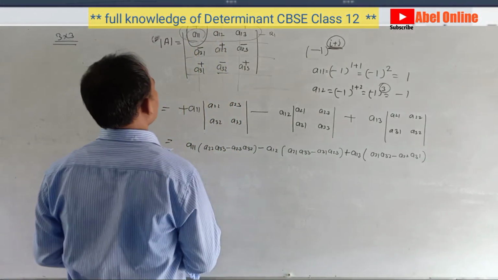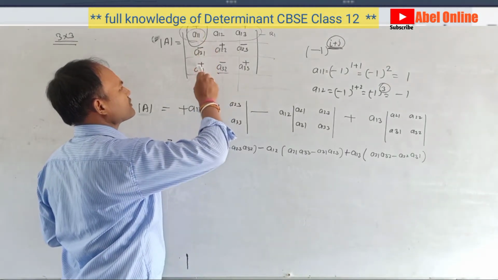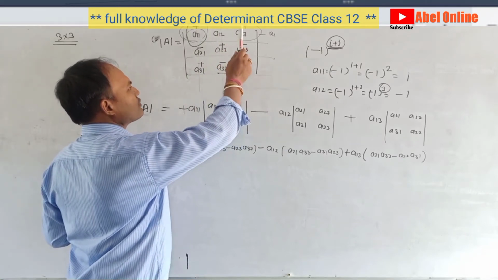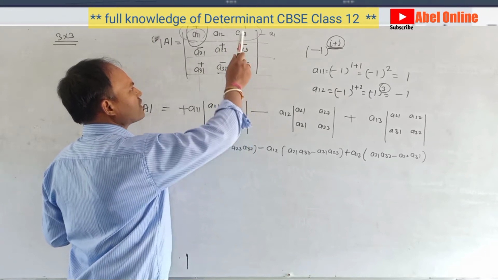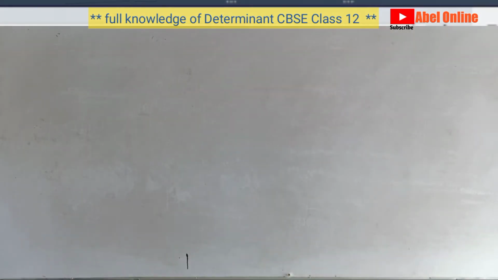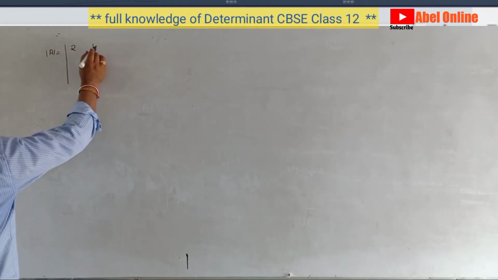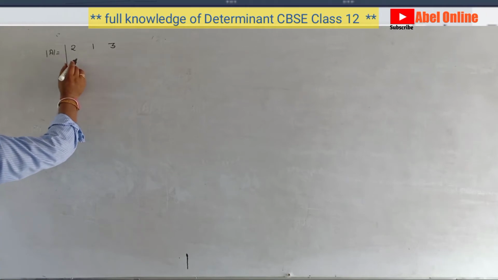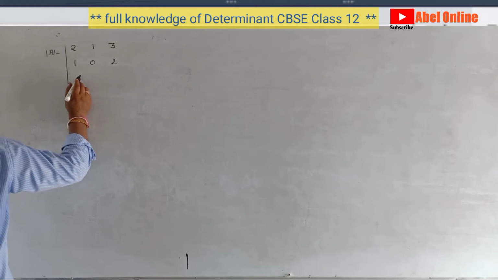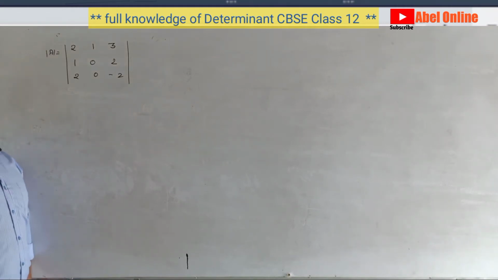So we have to open. Now if you want to open by A11, A21, A31, then you have to use plus minus plus. When opening by the second column, we use minus plus minus. When you have to open by the third column, we use plus minus plus. So these are the ways to solve the determinant. Suppose a determinant is given: 2, 1, 3; 1, 0, 2; 2, 0, minus 2. Suppose this is a question, this is a determinant, and we have to find the value.